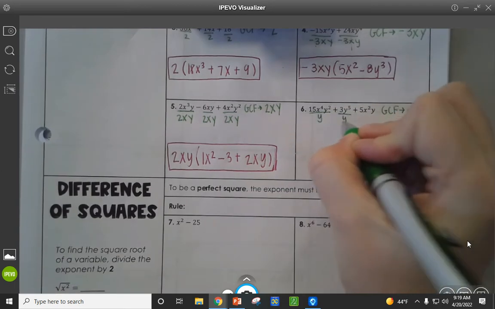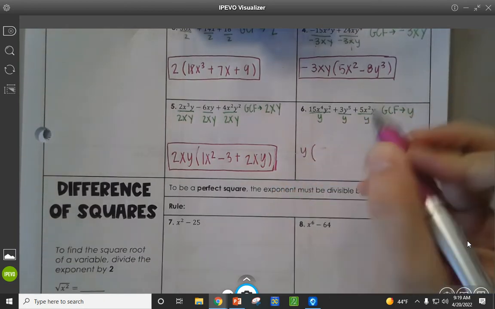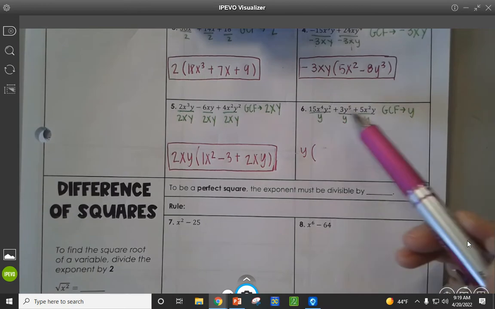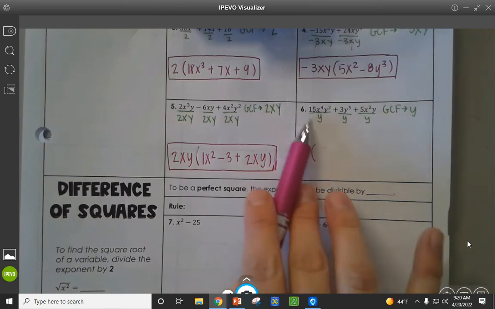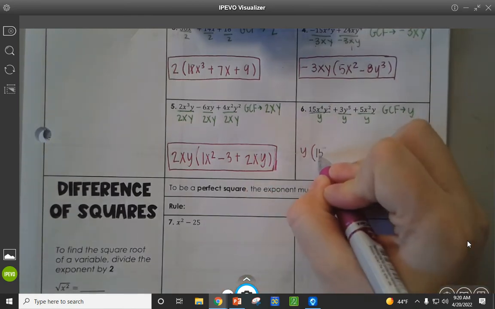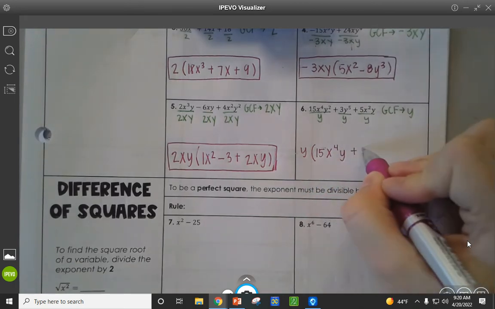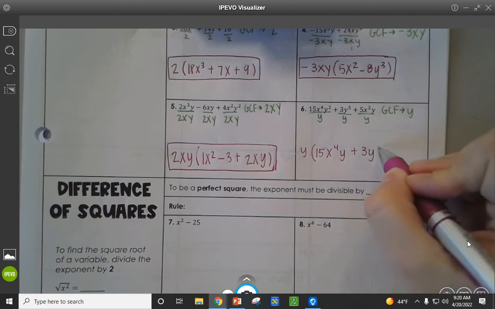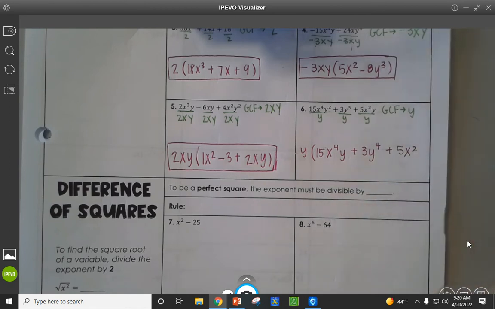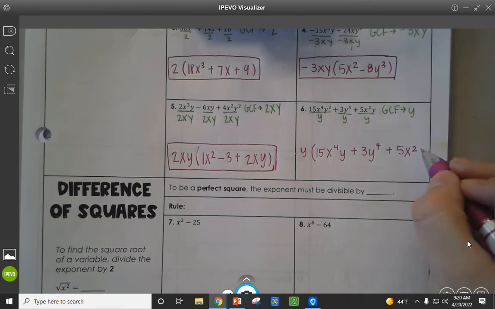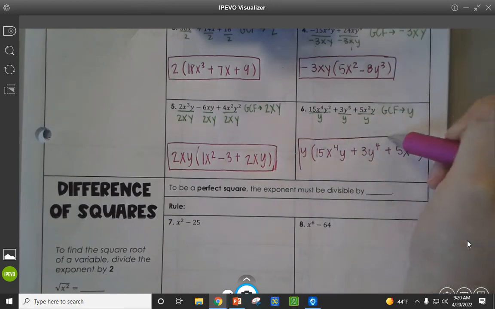So we're just going to divide all of those by y. So basically, when we're dividing by y, everything stays the same except one of the y's is gone in each of those. So when I divide this first one by y, we're left with 15x to the fourth y plus 3y to the fourth plus 5x squared. Do I have any y's? No. And this is your answer.